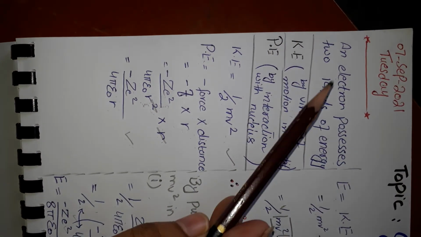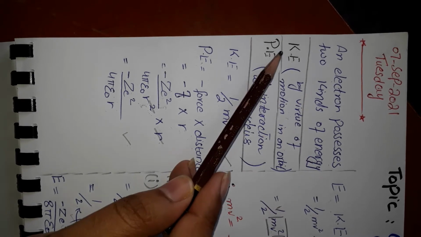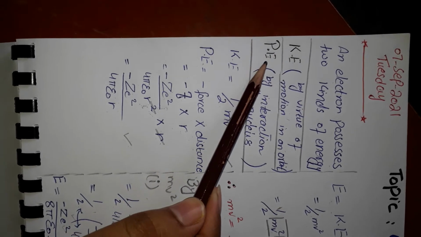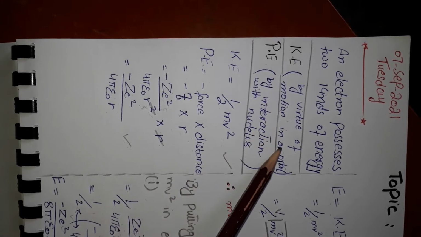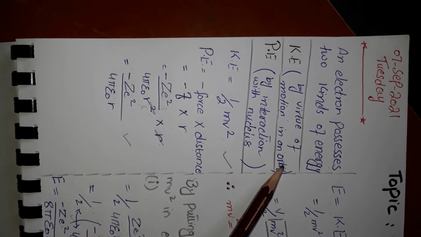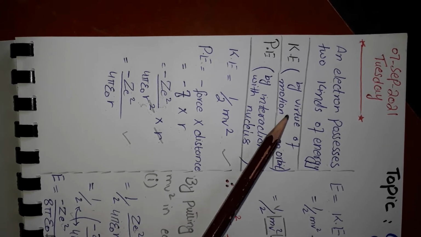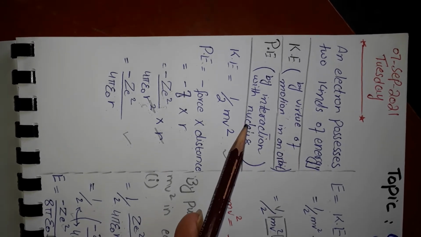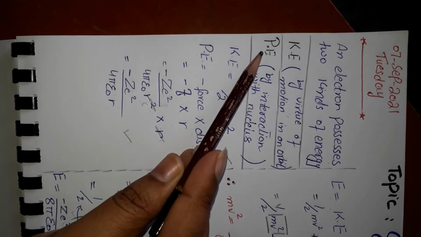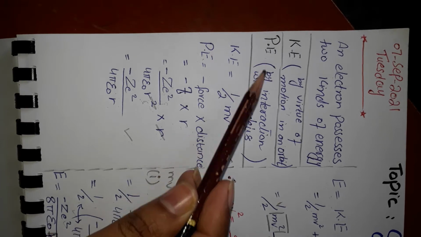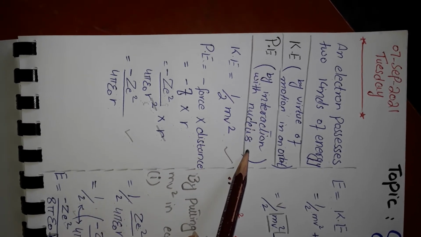So we say that an electron possesses two kinds of energies. One of them is kinetic energy and another is potential energy. Kinetic energy is required for motion of an electron in an orbit. If an electron does not have kinetic energy, then that electron cannot move. And another is the potential energy. From where is potential energy coming? This is coming by interaction of electron with nucleus.